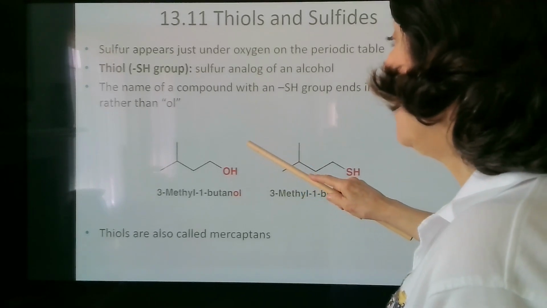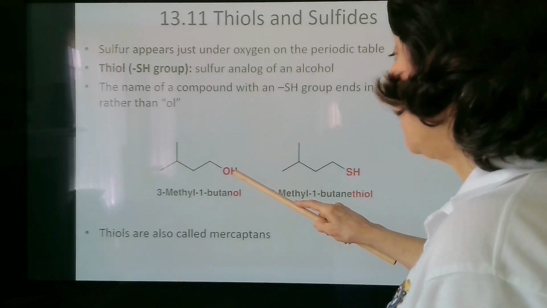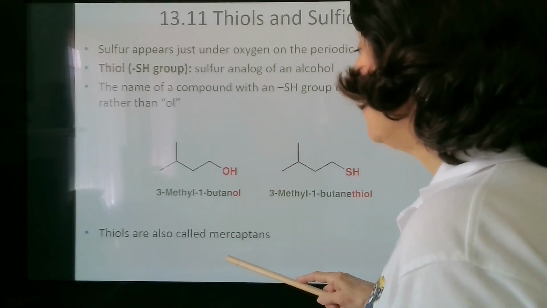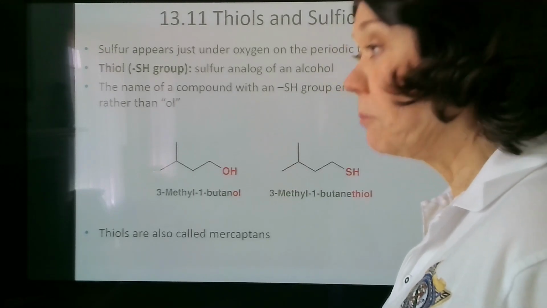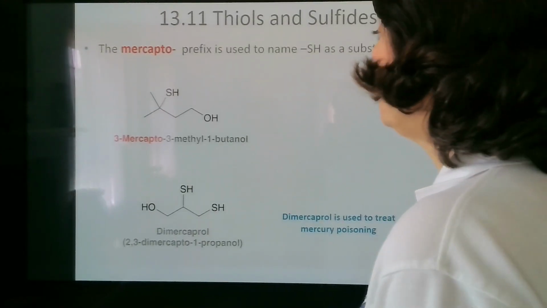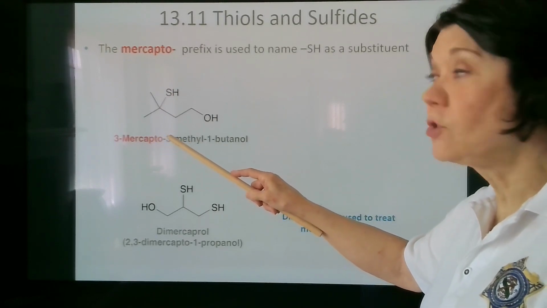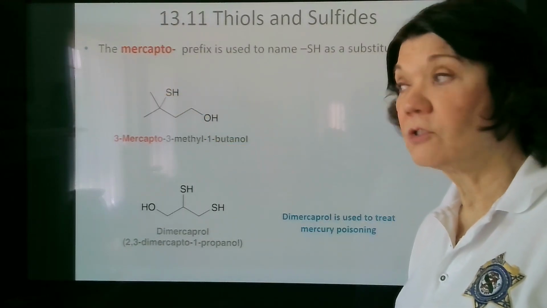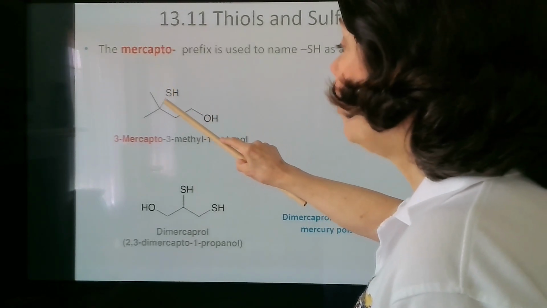So the name of the compound with SH ends in thiol instead of ol. And so you name the thiols correspondingly. Thiols are also called mercaptans sometimes. The mercapto prefix is used when you are naming SH as a substituent. So thiols have a lower priority than alcohols, obviously, because this is going to be named as an alcohol, and the SH group will be mercapto.